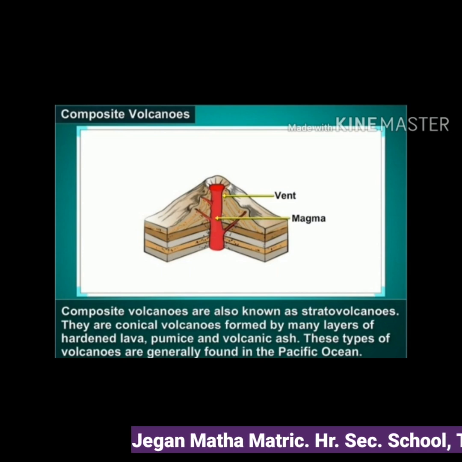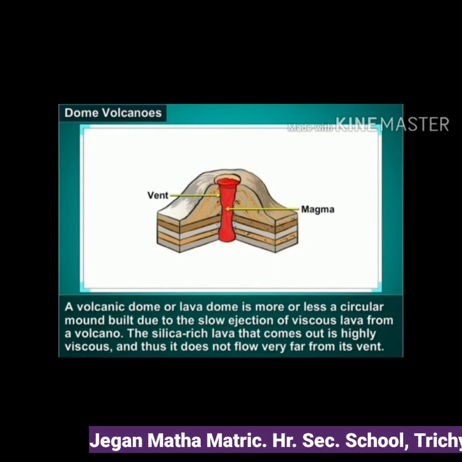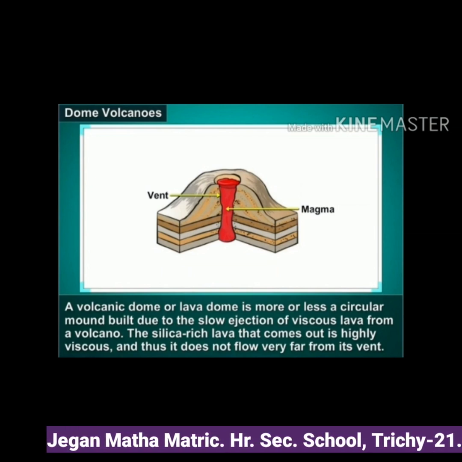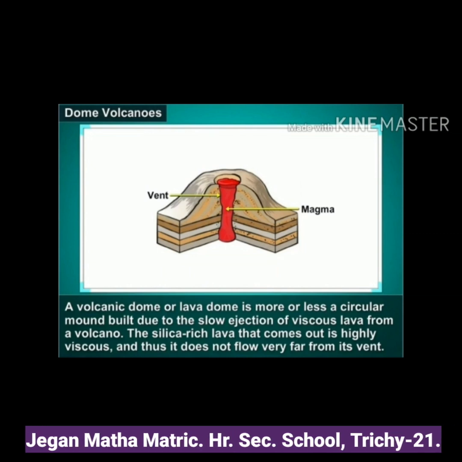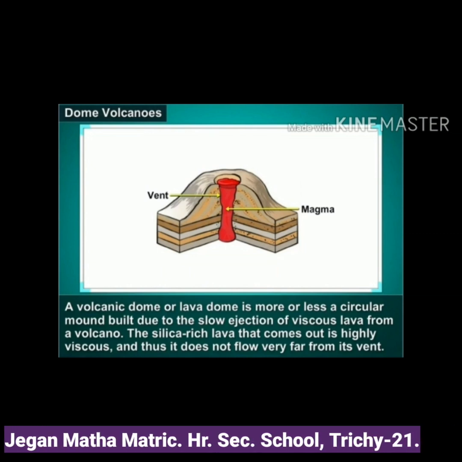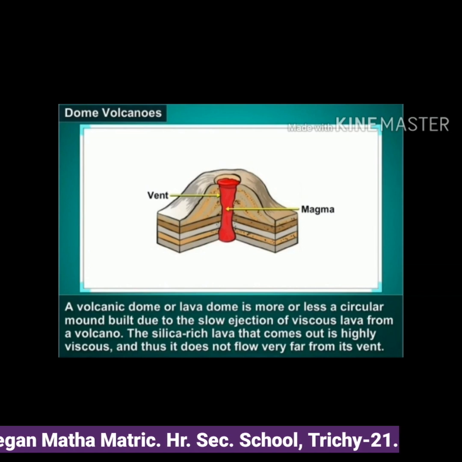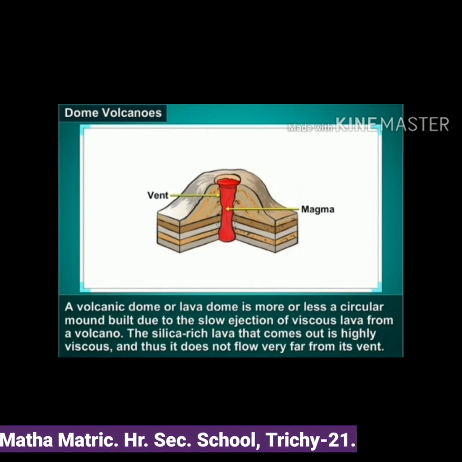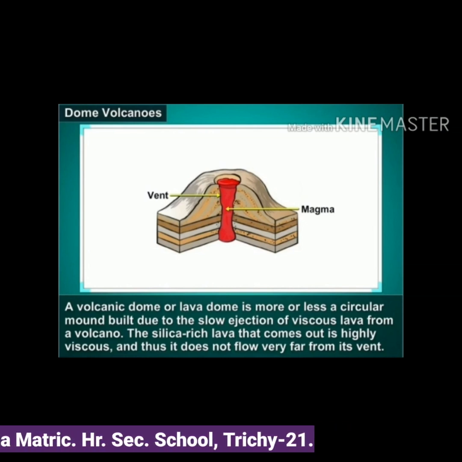So next we discuss dome volcanoes. The volcanic dome or lava dome is a more or less circular mound built due to the slow ejection of viscous lava from a volcano. The silica-rich lava that comes out is highly viscous and thus does not flow very far from its vent. Next is the shield volcano.